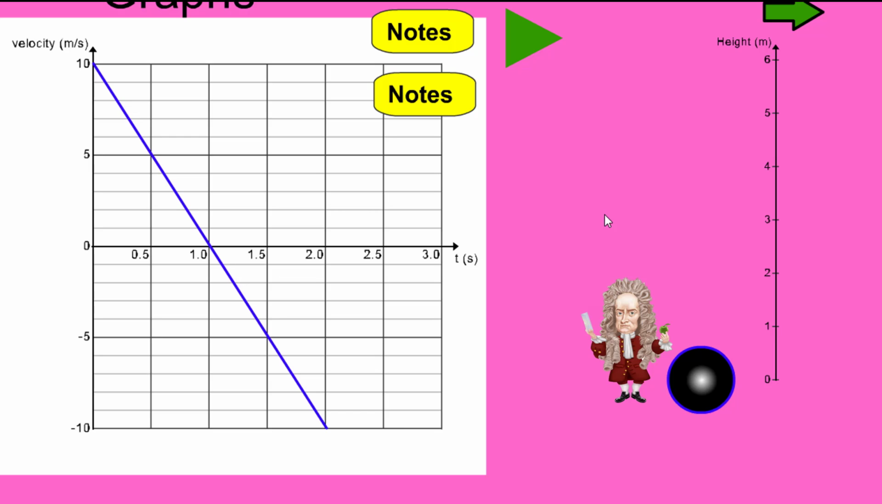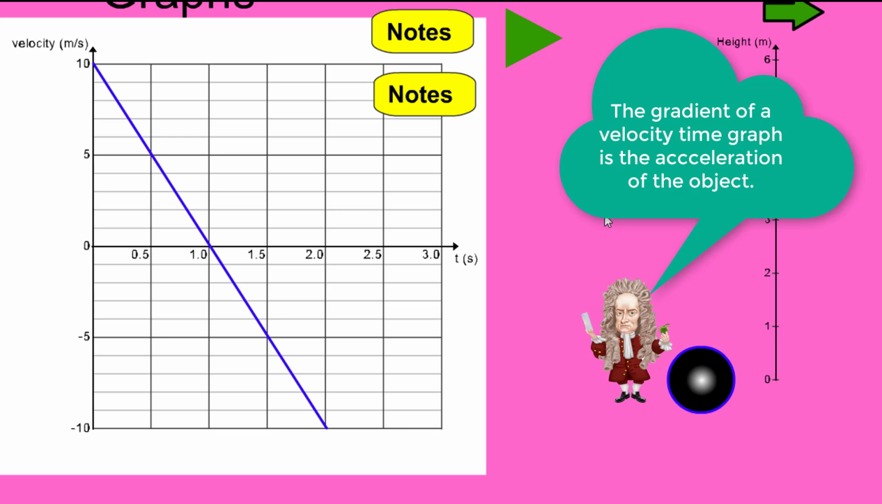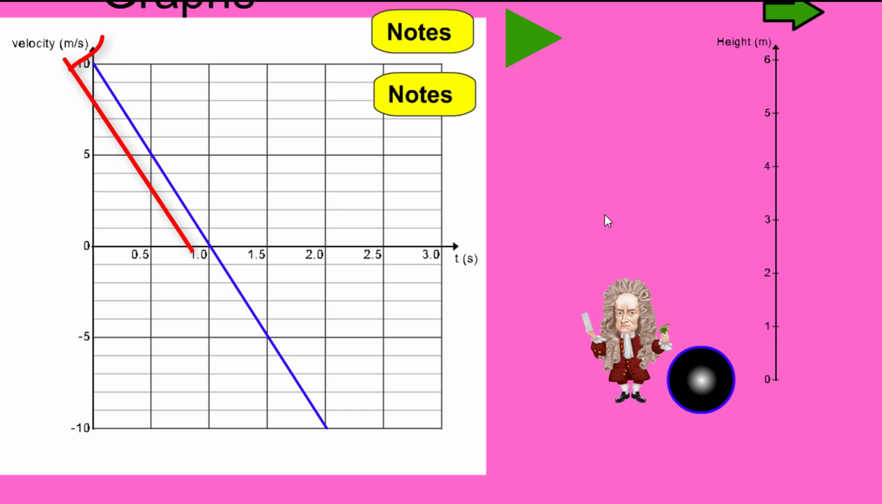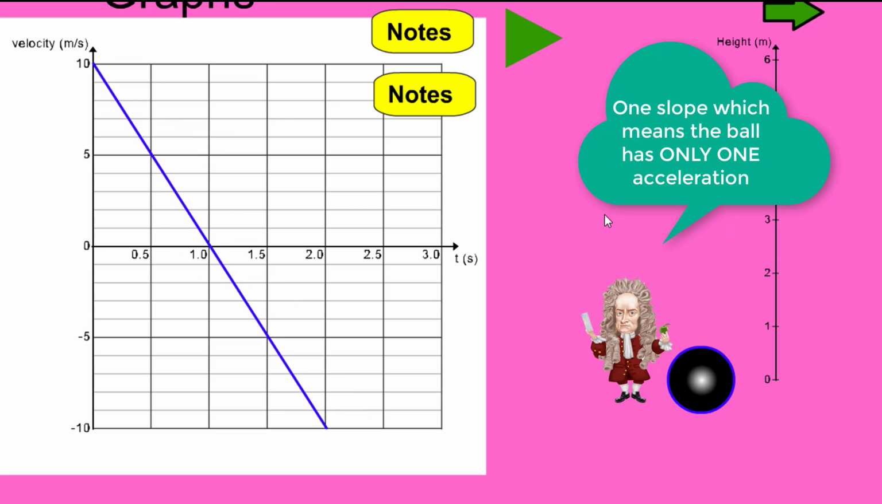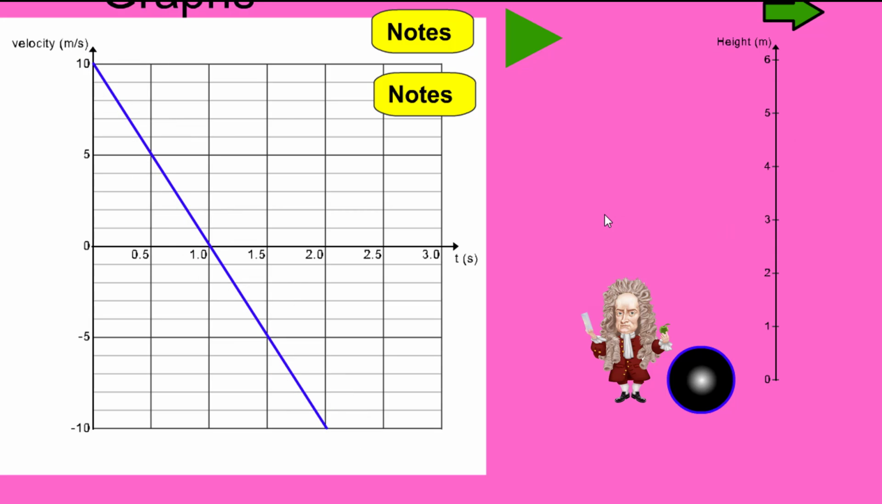There's one other thing we can get from a velocity time graph, and that is the acceleration of it. We can work out the gradient of the graph. Now, if we look very carefully at the velocity time graph we've just plotted, we can see there's just one gradient, one slope, and that means there's only one acceleration acting on that ball, and that is acceleration due to the force of gravity. And if we calculate that gradient, we should get an answer of about minus 10 meters per second every second, and that's confirmed with the velocity time graph.